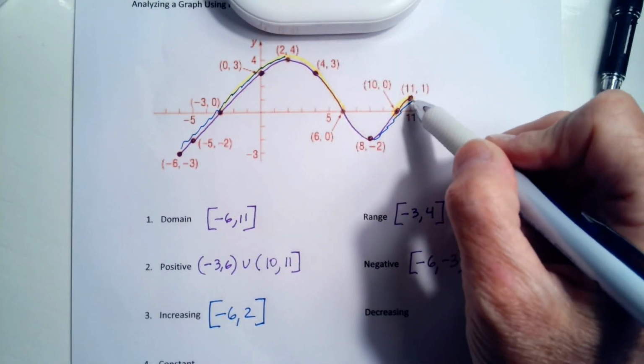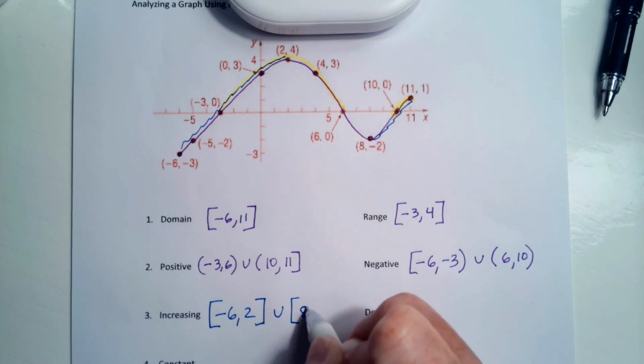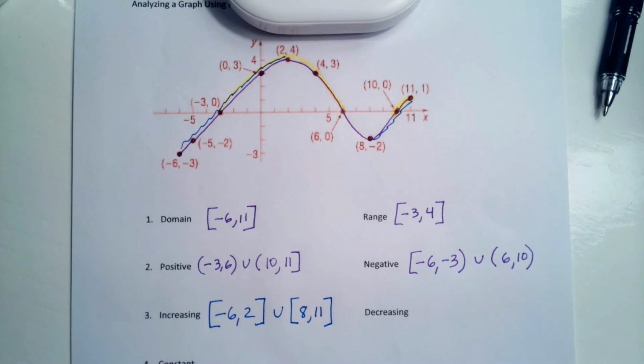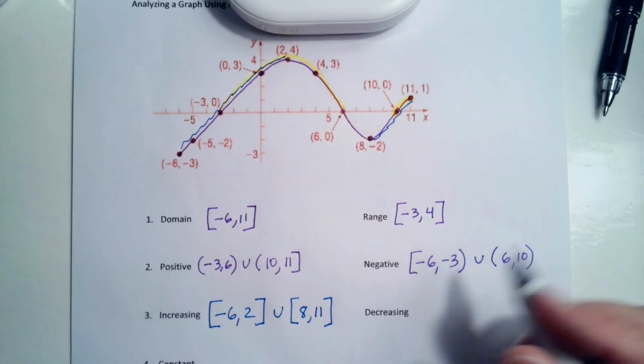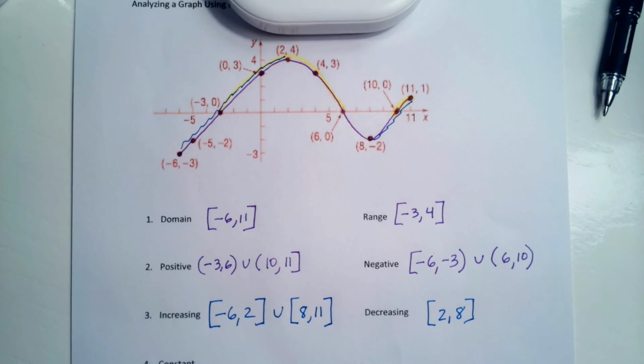Then there's this piece here, so it's in union with 8 to 11, bracket. Okay? It is decreasing in between, that interval in between, so that would be between 2 and 8. Again, online resources will have that as a bracket.